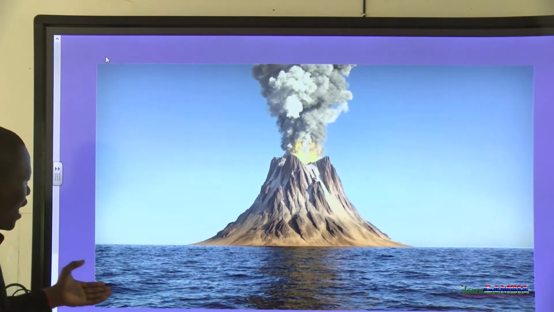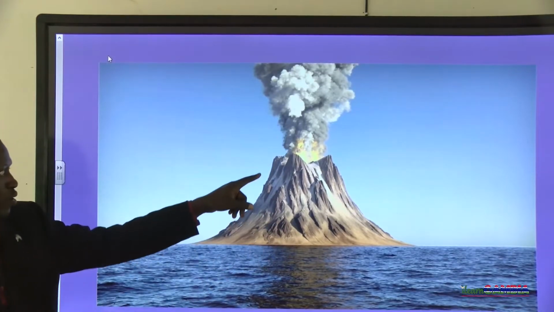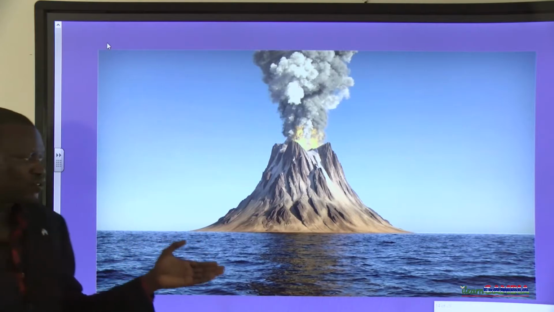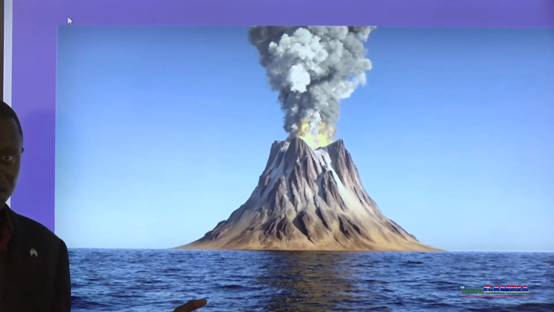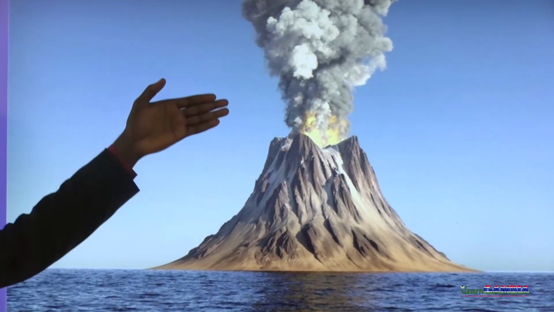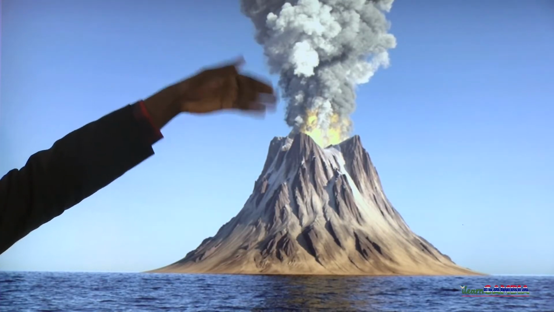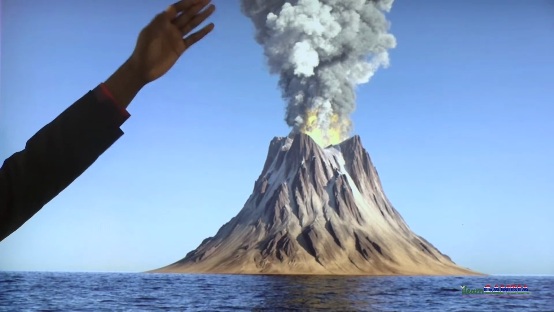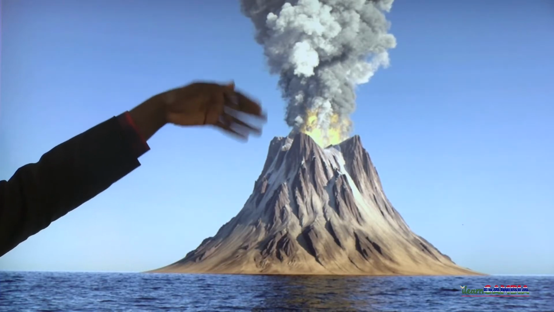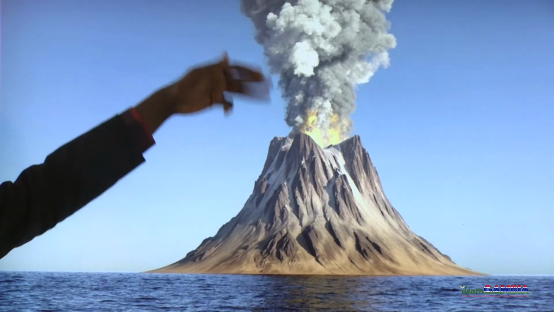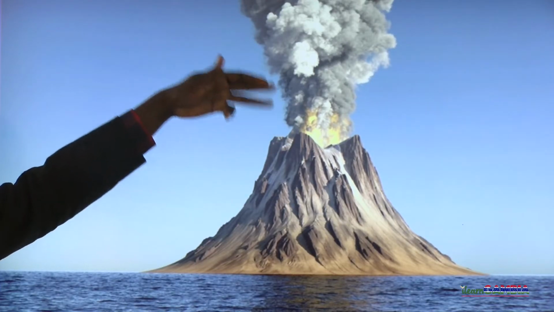Now, the next, what are we seeing here? Volcanic eruption. I made mention of volcanic eruption, which normally happens in mountains like Mountain Kilimanjaro. So when volcanic eruption happens, what are you seeing here? You are seeing the lava going, which is the red hot liquid rock, the lava which flows.